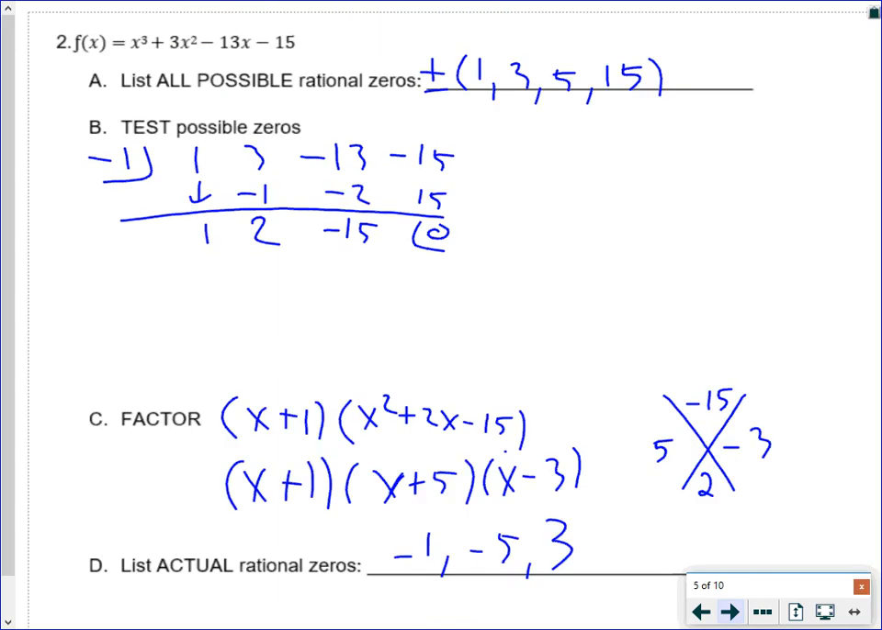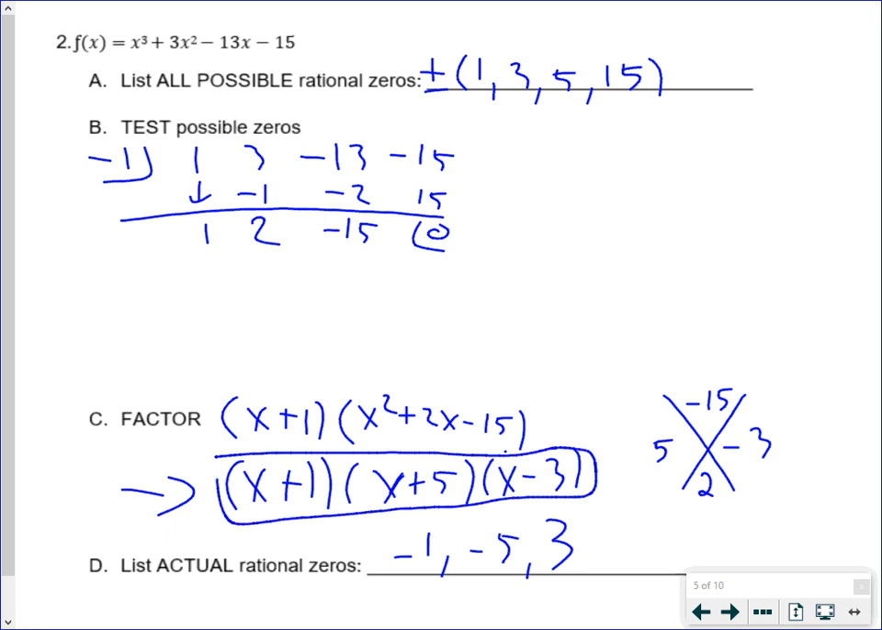Okay. So this is what you should have done for number 2. Your possible rational zeros should be plus or minus 1, 3, 5, and 15. And when you're testing your possible zeros, I used -1, and I got a remainder of 0. If you didn't use -1 and you used another term, say 3 or -5, and you still got a remainder of 0, that's perfectly fine. You should have done that as well. As long as your completely factored form of this factor right here, and your actual zeros are the same as mine, you did it correctly.